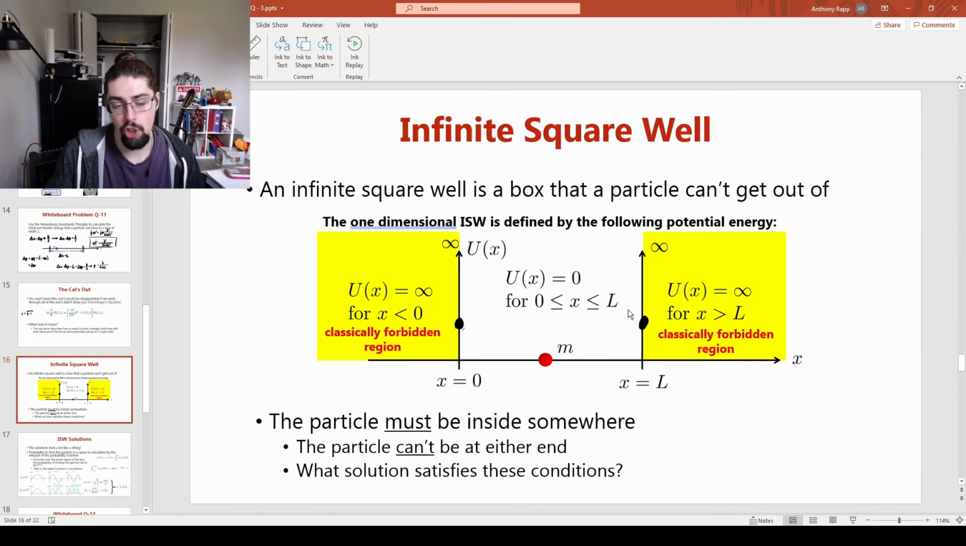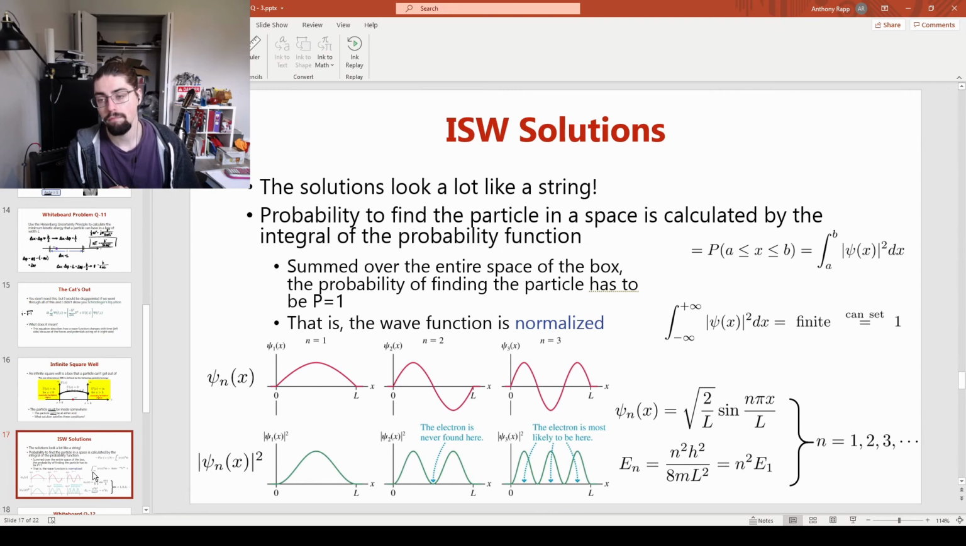So if the condition is that the particle certainly can't be on this side, and certainly can't be on this side, what sort of waves can exist in such a system? And the answer, of course, is more standing waves, the most basic of which being something like this. That right there is the shape of the lowest wave function. The solutions all look like standing waves on a string.